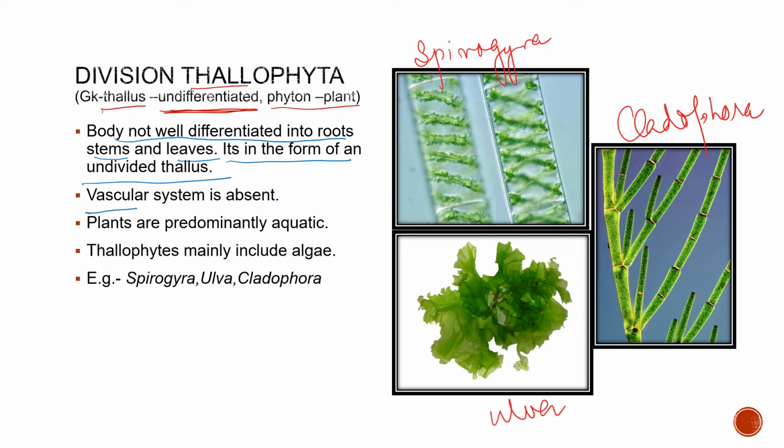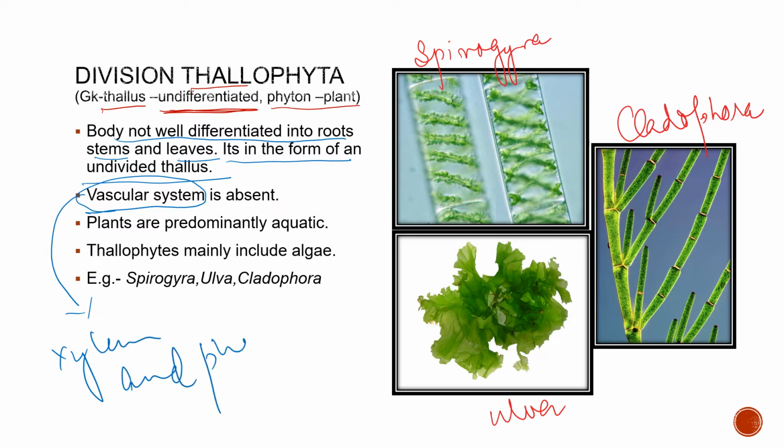The vascular system is absent totally, that is xylem and phloem, the conducting tissues of the plant, are absent. So in Thallophyta, xylem and phloem are absent. Plants are predominantly aquatic in nature, and thallophytes mainly include the algae part of the plants. They are called Thallophyta. So what are the three main examples of Thallophyta?